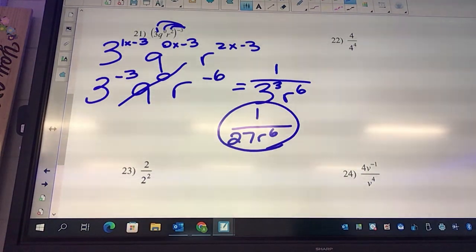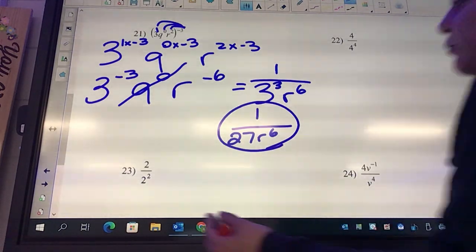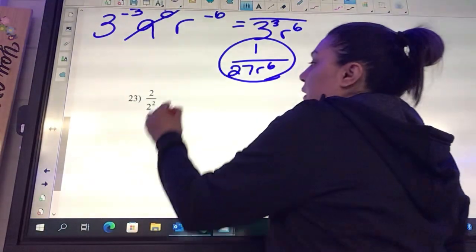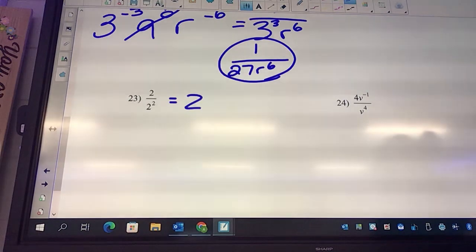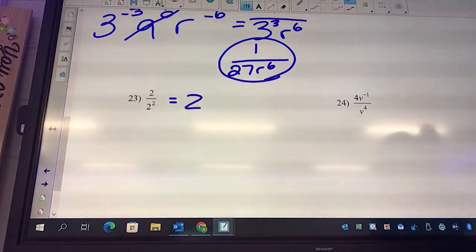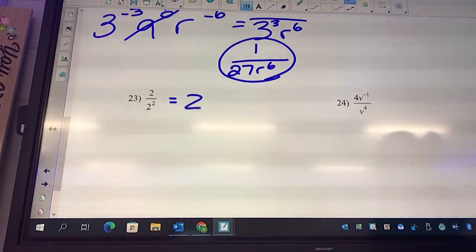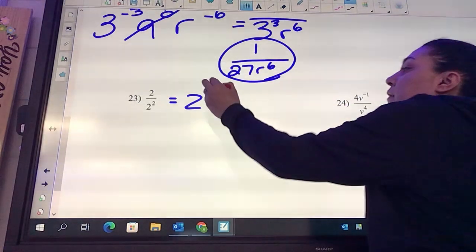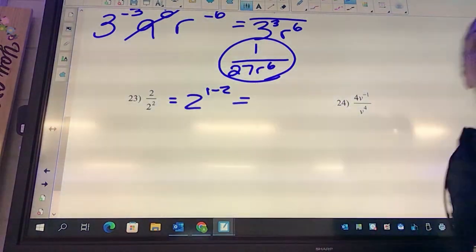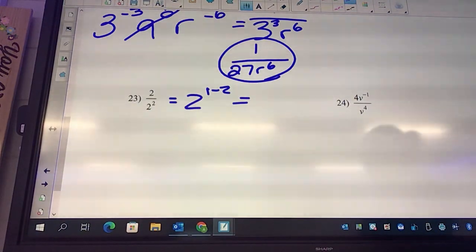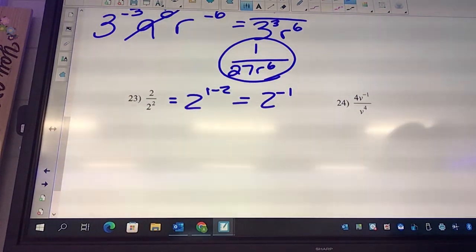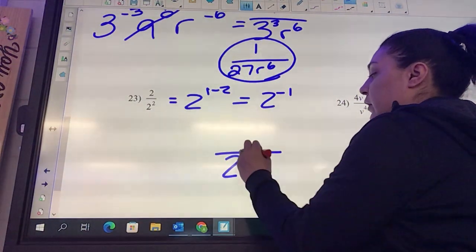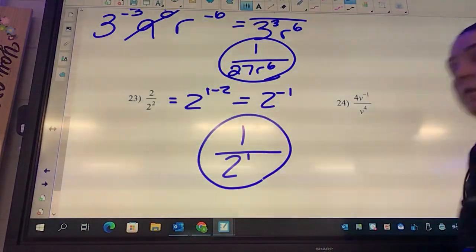Number 23, what kind of rule is that? Well, it's the division rule, but yes, you are going to subtract the exponents. So it's going to be 2 to the what? How would I write this out? 2 to the what? 1 minus 2. What is 1 minus 2? 2 to the negative 1. So you're going to get 2 to the 1 on the bottom.